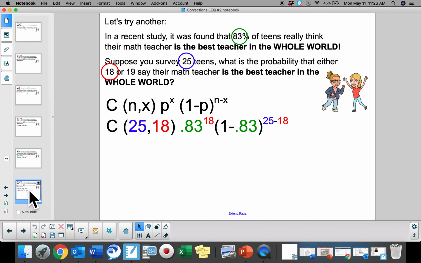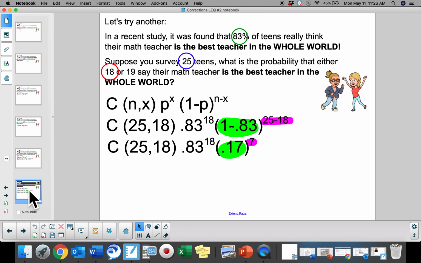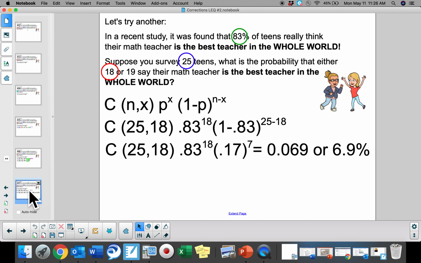So that's what I get when I fill everything in. I'm doing the 18 first. I'm just going to condense it. Notice my 1 minus 0.83 just turned into 0.17, and my 25 minus 18 just turned into 7. Slap it in your calculator. You get about a 6.9% chance.